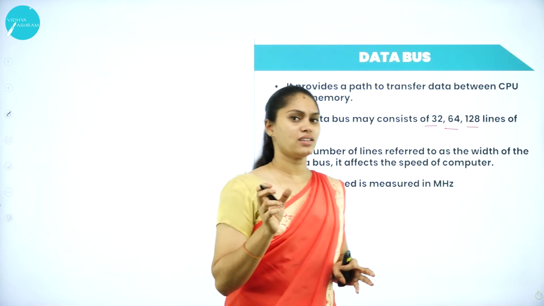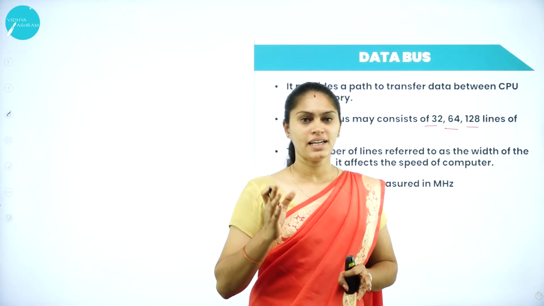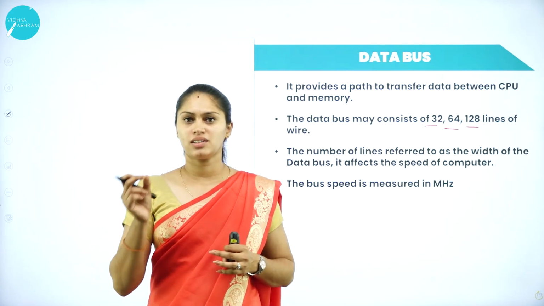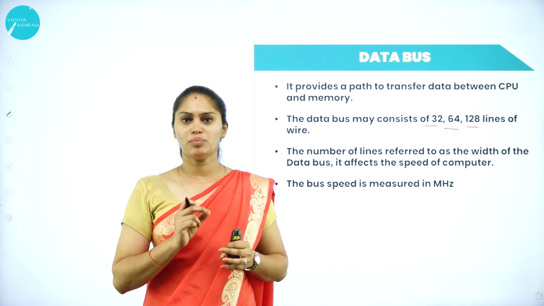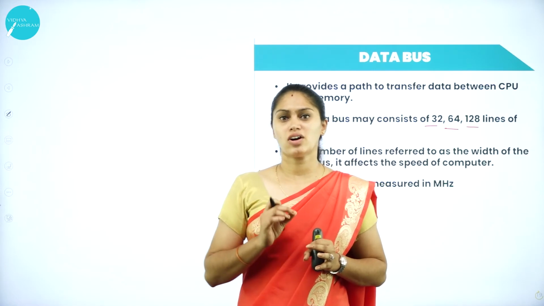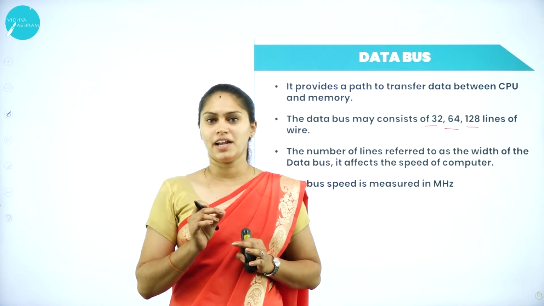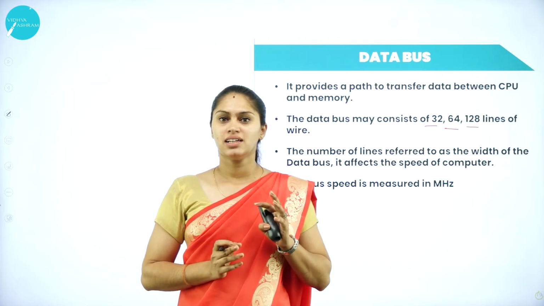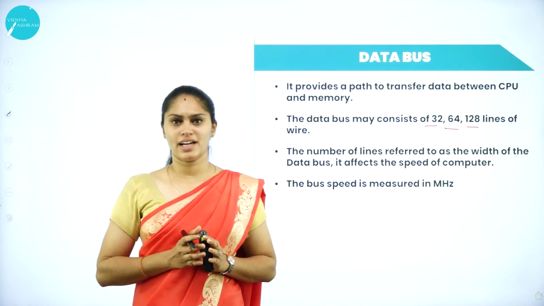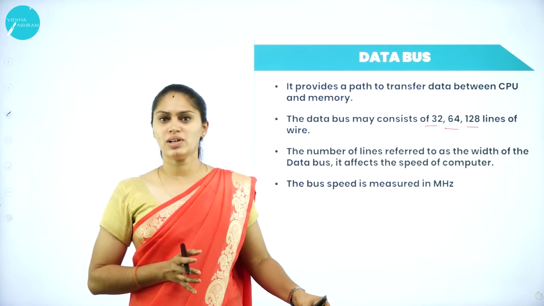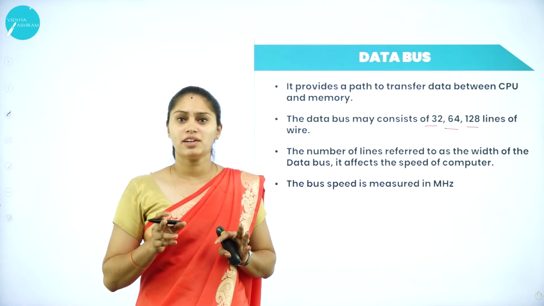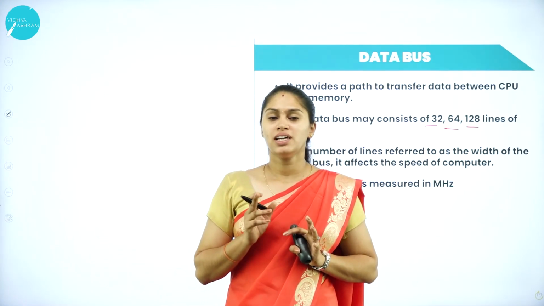What do these wires indicate? If it is 32 wires, that indicates the bus width. That means a 32-bit, or 32-wire, bus can transmit 32 bits of data at a time. A single wire transfers 1 bit of data at a time. If it is 32 lines of wire, in the sense what? It has the ability to transfer 32 bits of data. You have to keep that in mind.